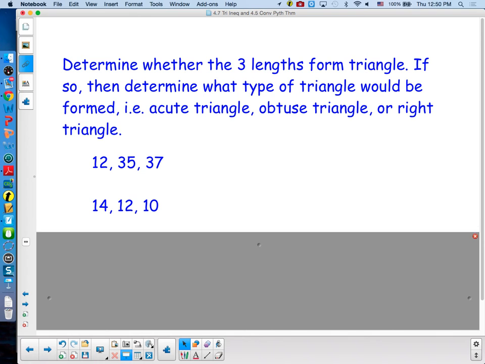All right, next one we're not going to shout out. The lengths are 14, 12, and 10. First decide, will it make a triangle? So you don't do any squaring when you decide that. And then if it does, what kind of a triangle? So I need two answers. Is it a triangle, and if so, what type of triangle?